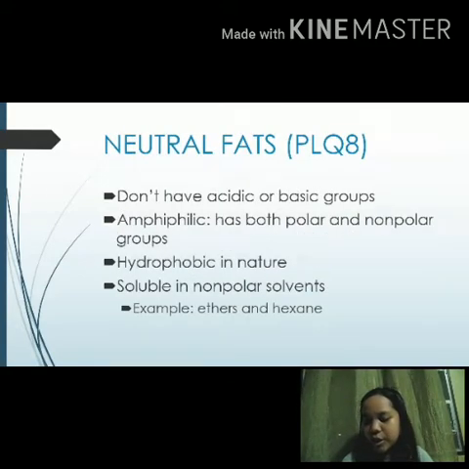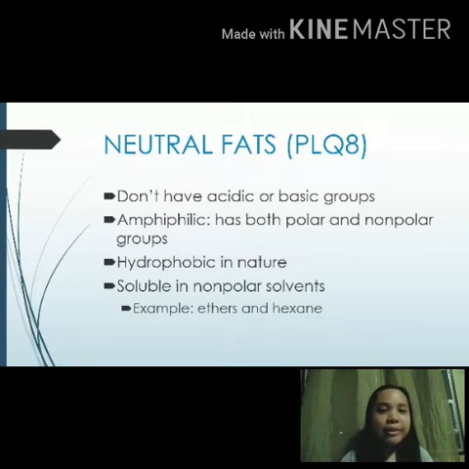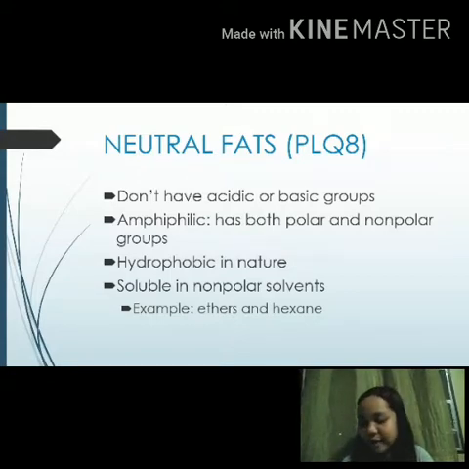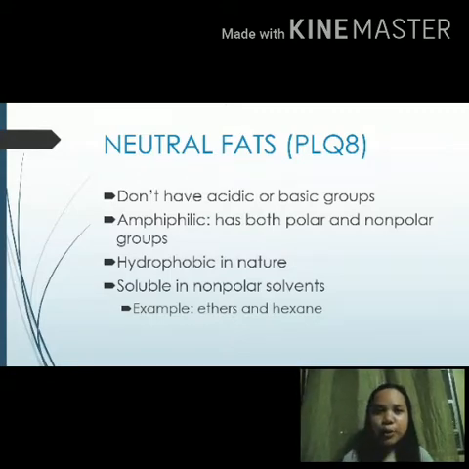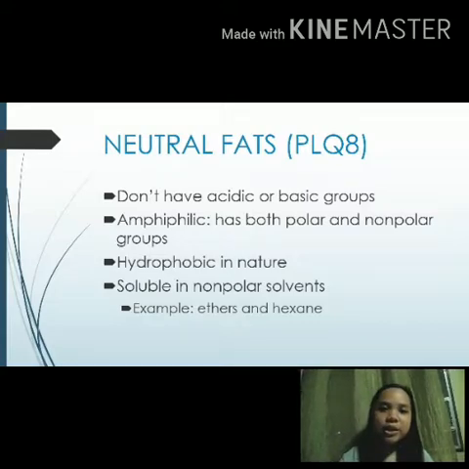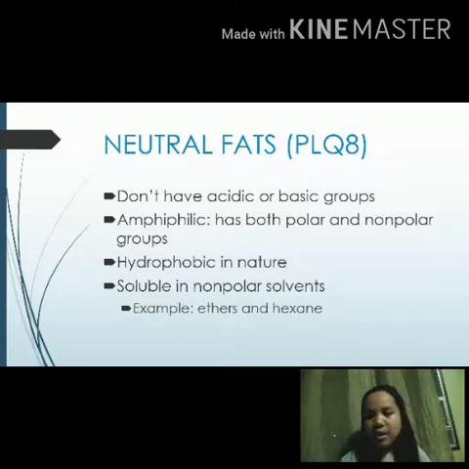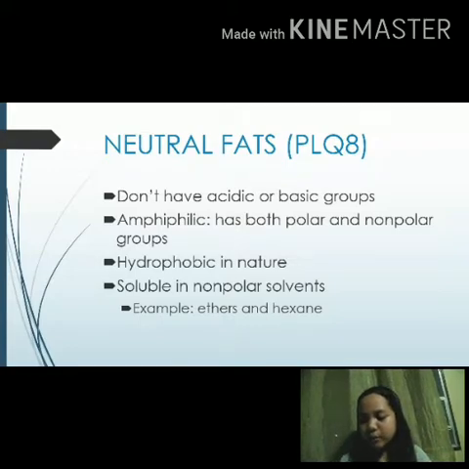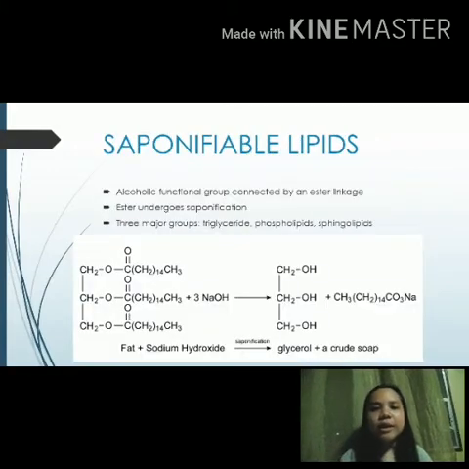To answer post-laboratory question number 8, what are neutral fats? Neutral fats are fats that don't have acidic or basic groups. They are also amphiphilic, which means that they have both polar and nonpolar groups, and are hydrophobic in nature. They are soluble in nonpolar solvents such as ether and hexane.